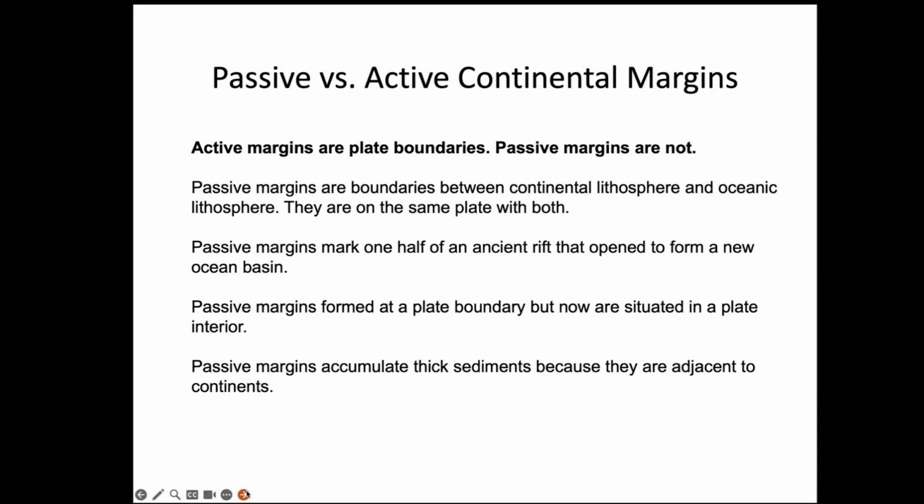Passive margins accumulate thick sediments because they are adjacent to continents. The way that sediment is created is certainly by biology. Reefs can do that. They need to be in shallow, warm water. But by and large, sediment is derived from the erosion of continents, and that is deposited very close to the continental margin.